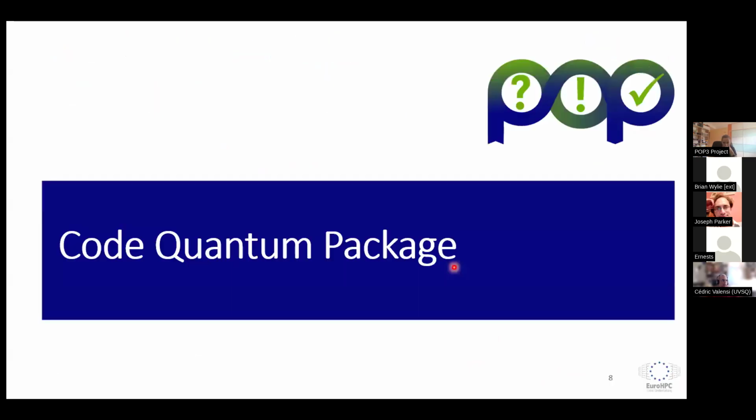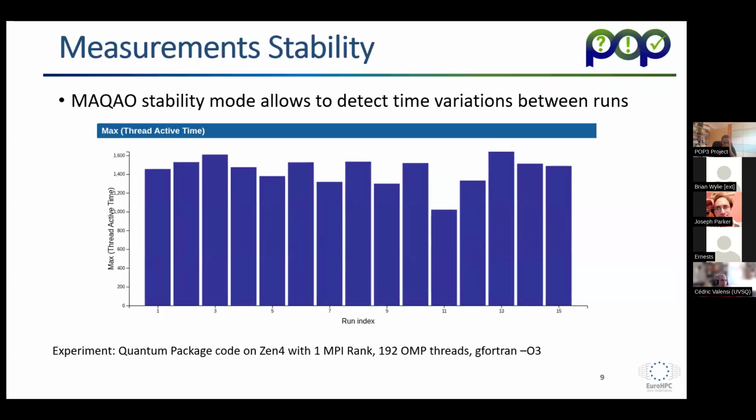In this second example, this was a quantum chemistry code. I talked about Macao being able to run multiple analyses and then provide some global reports on that. So we have the stability mode, which simply tries to identify the stability of the application by running it multiple times and seeing how the time evolves.